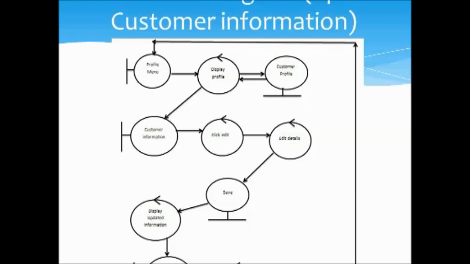So start from the profile menu, we'll then be able to see this display profile, and then you can go to the customer profile afterwards. The display profile will go back to, and you can see the customer information. You can edit this, edit details, and save. Again, you can finish there, or you can display the updated information and go along to the confirmation information, and you can click done. This can be done over and over again.